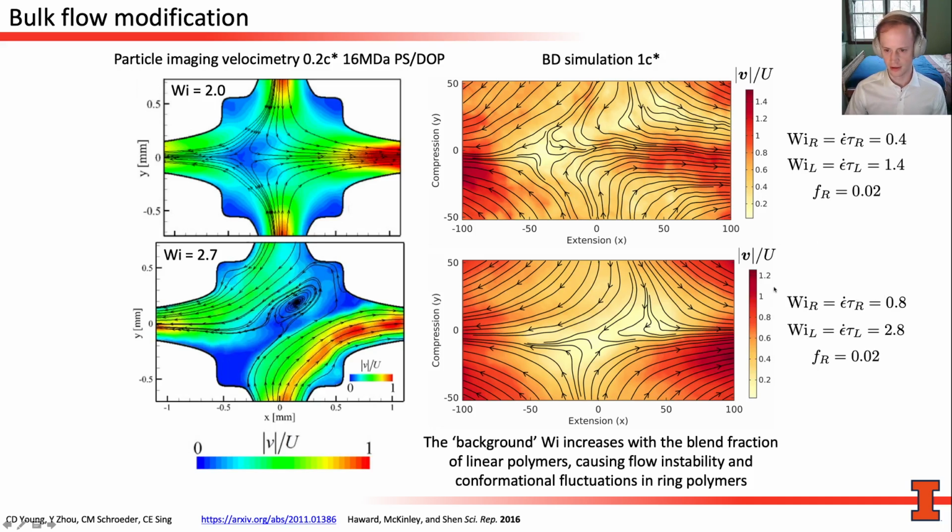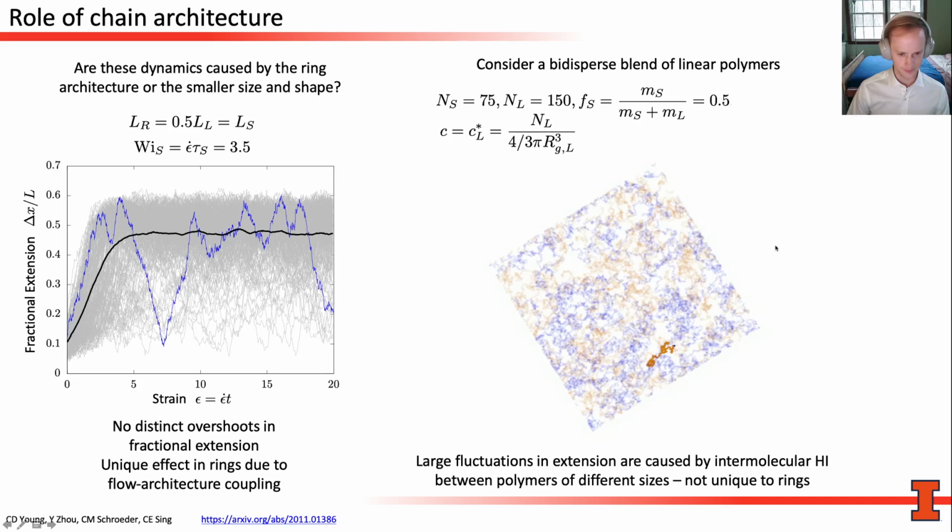So if we looked here at the flow profile for the same strain rate, but for a pure ring polymer solution, the flow would be much more stable. You wouldn't see these kind of shear and rotational regions that cause the ring fluctuations.